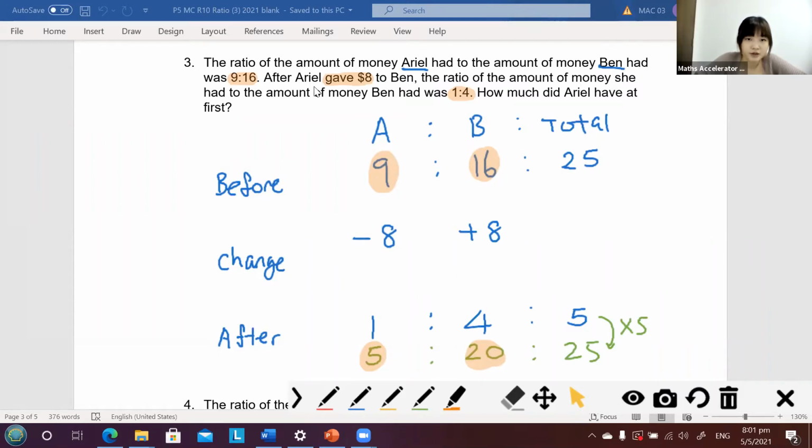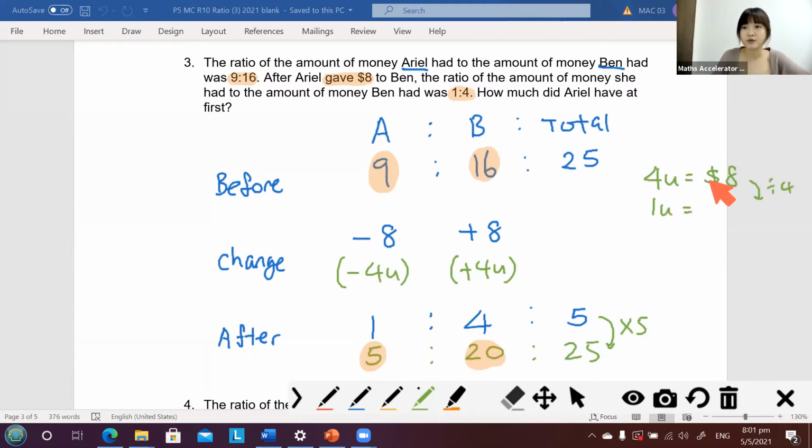How did your friends get $18? Now, all of you can tell me 9 to 5 here is 4 units difference, which means in between you minus 4 units. And you add 4 units here. 16 to 20, you plus 4, which means the $8 will be 4 units. And you can look for 1 unit, divide by 4, which is your $2. So if you choose $2, that is only 1 unit.